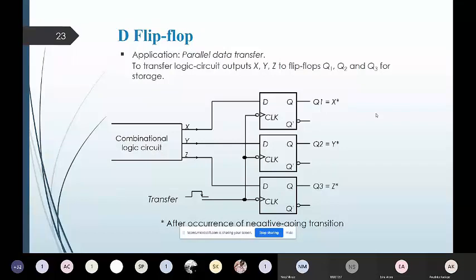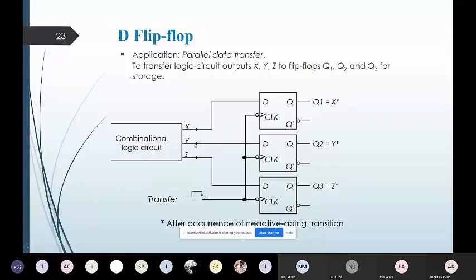So let's check now, if we are saying that the output for the D flip-flop always follows the input value of D, then what's its application? So generally, this D flip-flop will be used for parallel data transfer. So here I have presented one diagram wherein you can observe the combinational logic circuit is present, and for the combinational logic circuit, three outputs have got generated, and these three outputs we have marked as X, Y, Z.